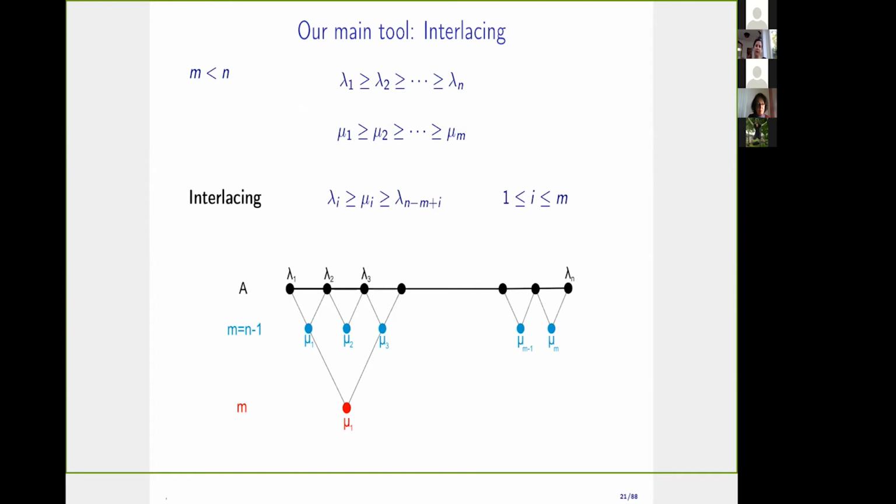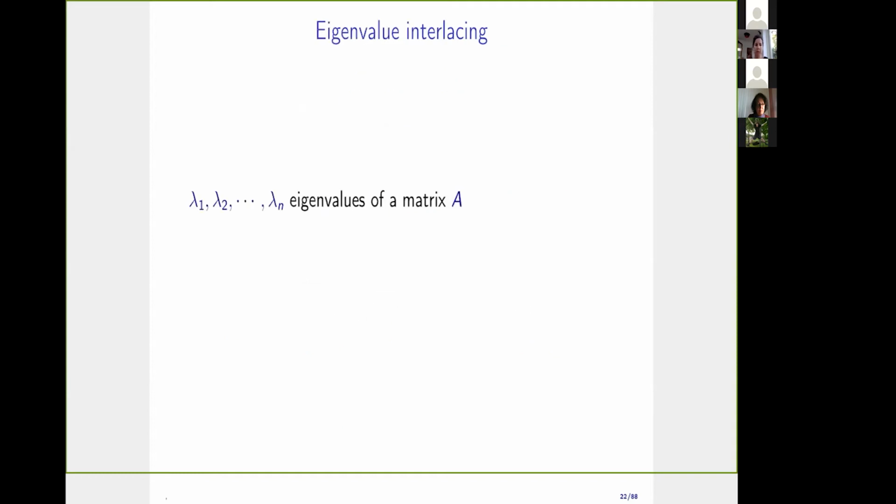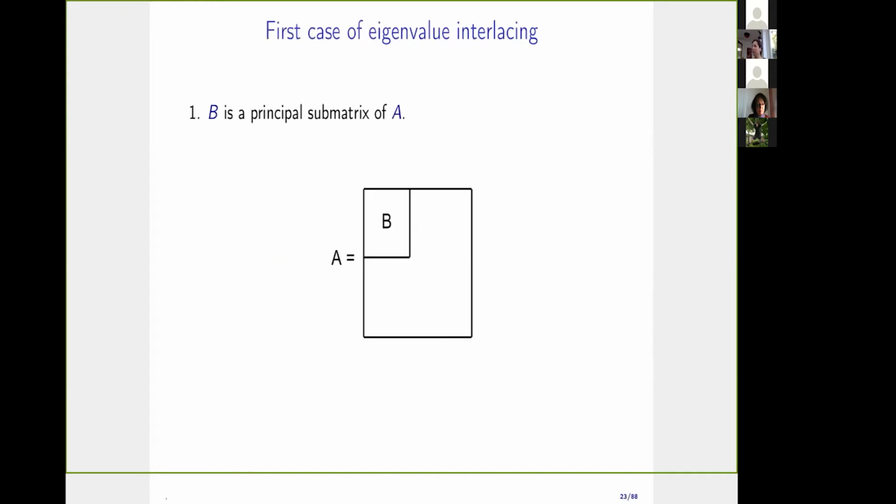When the shorter sequence has n-1 elements, it's just giving the name of the interlacing, right? So in particular, for us, the sequences of real numbers are just eigenvalues of matrices A and B. And there are two cases of eigenvalue interlacing we are going to be using. The first is when the matrix B, the smaller matrix, is just a principal submatrix of A.